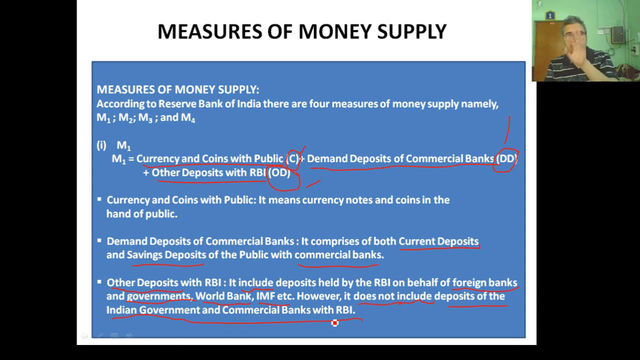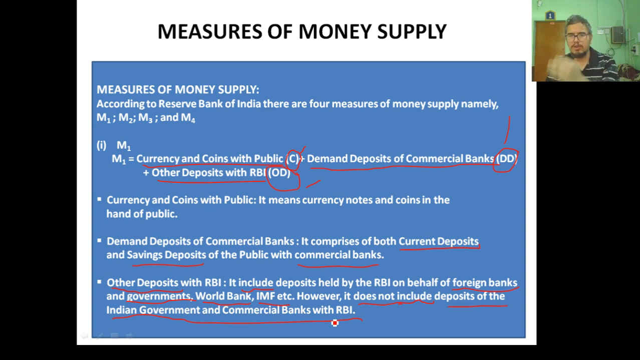Mainly there are 3 components of M1. Okay, currency or cash held by the public, which is denoted by capital C. Demand deposits of commercial banks, which is denoted by capital DD, double D. Okay, and other deposits with RBI, which is represented by OD. Okay, hope it is clear.